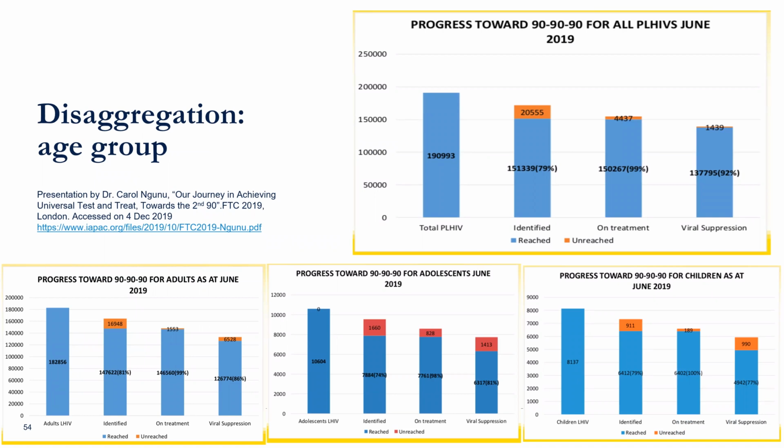Here we illustrate how the cascades can be used to compare progress across the cascade among different age groups. In this example, we look at adults, adolescents, and children. So from this example, you can tell that identification of children, which is at 79%, and 74% for adolescents living with HIV, is lagging behind compared to adults at 81%. We can also see that ART coverage is high across all population groups. However, viral suppression is lowest among children at 77% compared to the national average of 92%, as well as 81% and 86% for adolescents and adults, respectively.